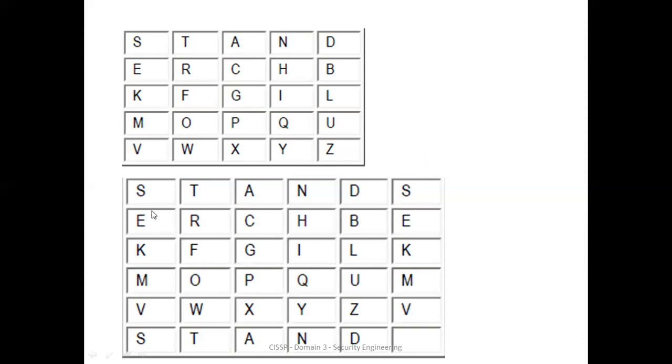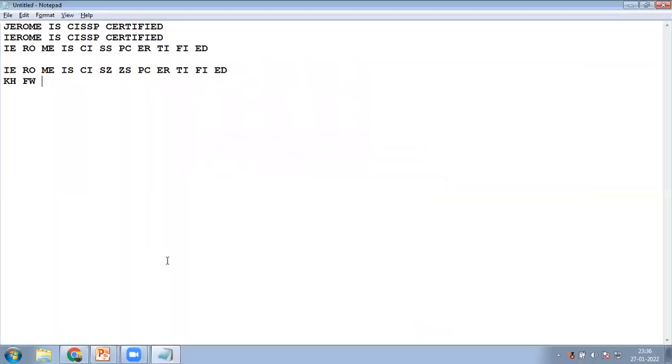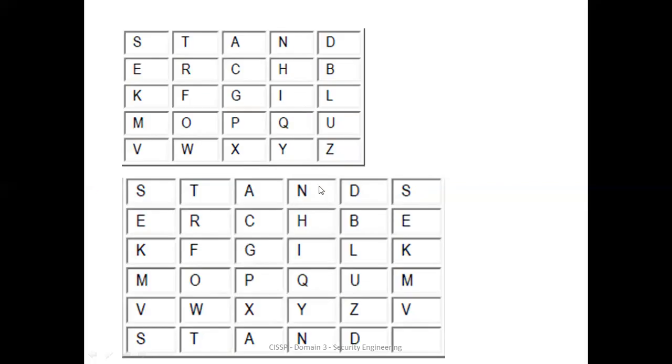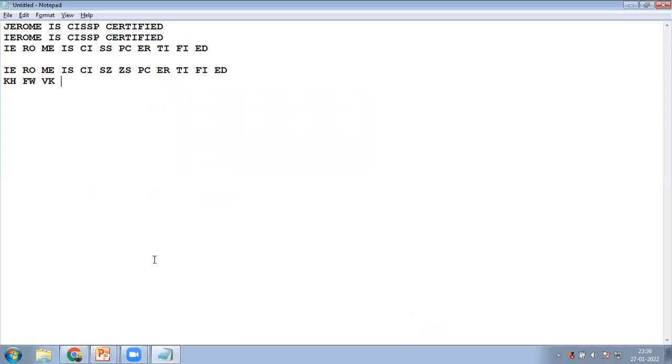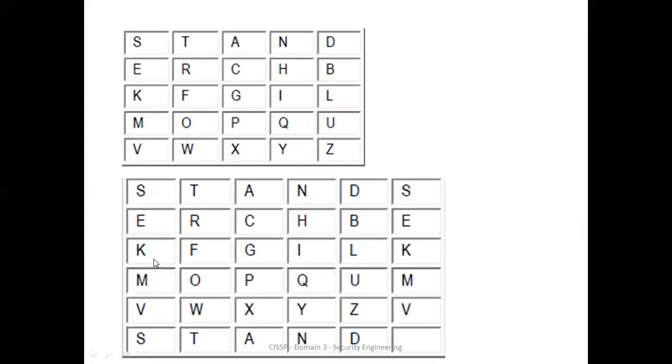ME. M is here, E is here. So M is replaced by same column. M is replaced by V and E is replaced by K. VK. IS. I is here and S is here, not in the same row or column. So it's replaced by the row of the first and the column of the second. So I is here, S is here, row of the first is K. And column of the second, okay, becomes N.